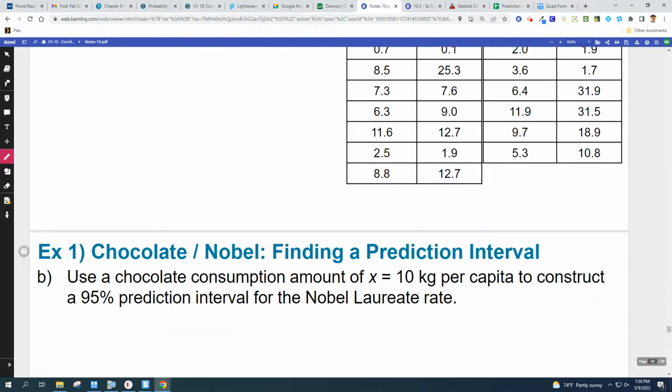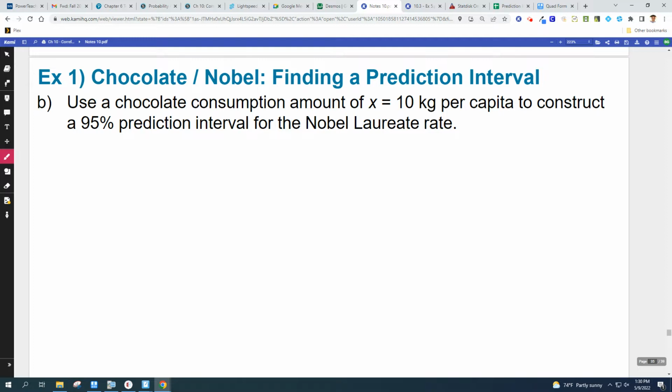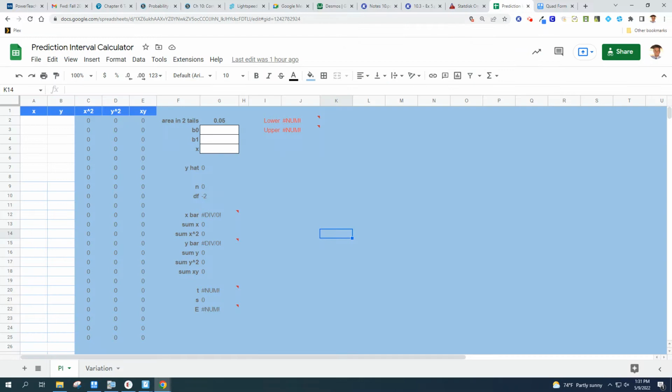Part B is quite a bit harder. Part B: for a chocolate consumption amount of x equal to 10 kilograms per capita, construct a 95% prediction interval for the Nobel laureate rate. We want this prediction interval. So let's check out this spreadsheet right here. What we need to do is fill in data for the white boxes. All the blue boxes will calculate on their own, but we need to fill in those data.